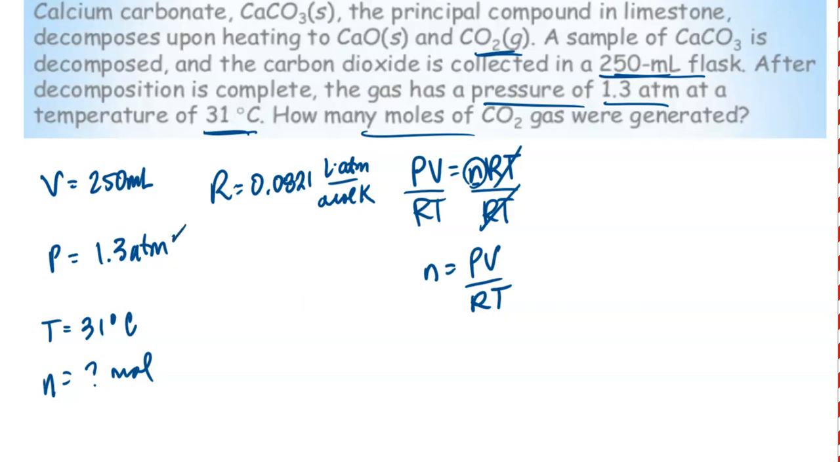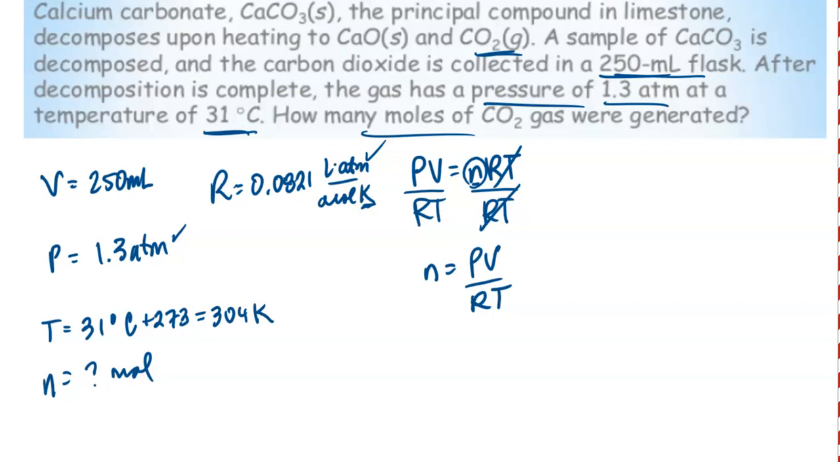We're okay with the pressure. Those units match. We're not okay with the temperature because I need it to be in Kelvin, but currently it's in Celsius. So if you recall, the way that I convert to Kelvin from Celsius is I add 273 to it. If I do that, so again, 273 plus 31, that gives me a Kelvin temperature of 304 Kelvin.